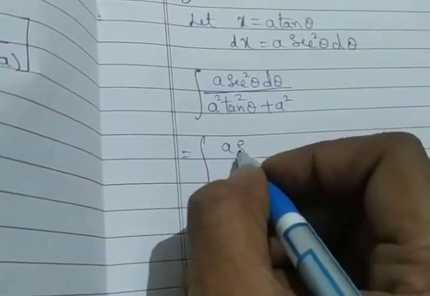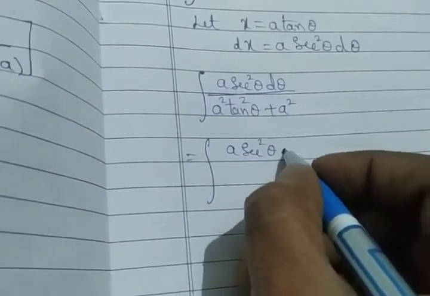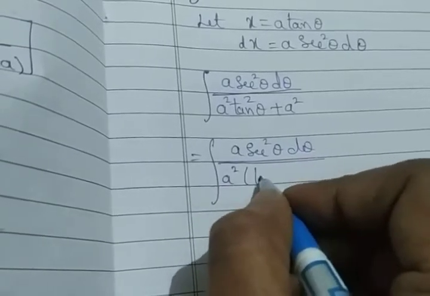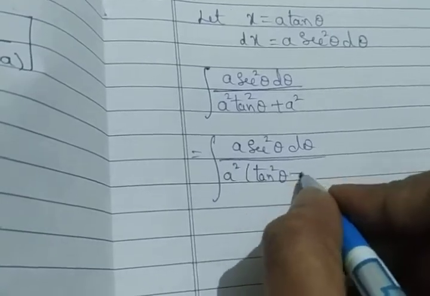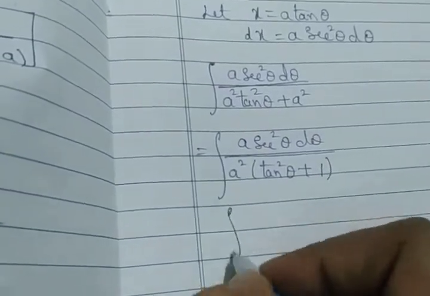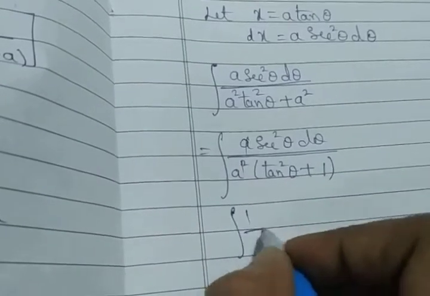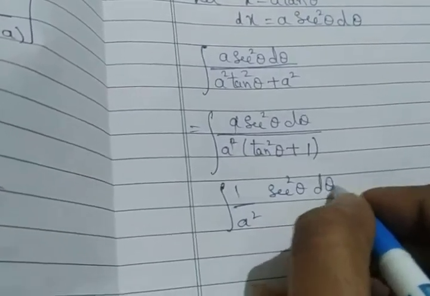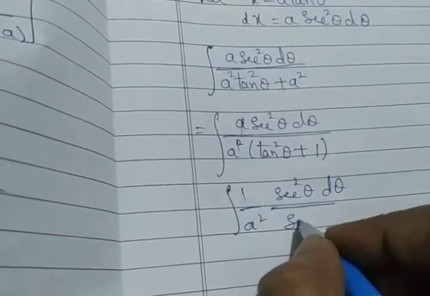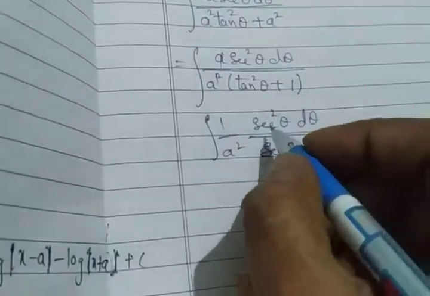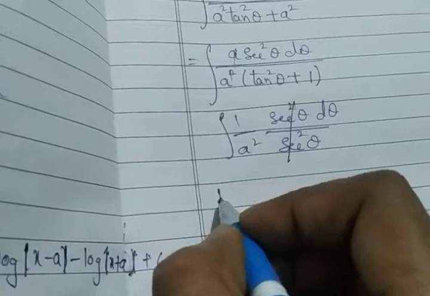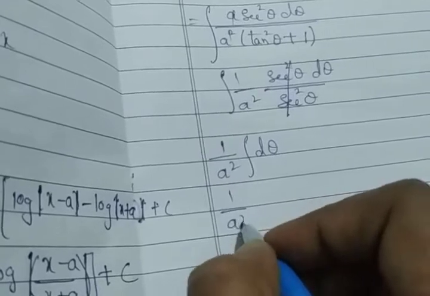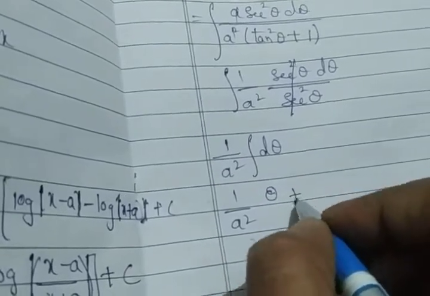Integral of a secant square theta d theta divided by, take out a square common, tan square theta plus 1. Integral of a gets cancelled, a square secant square theta d theta, 1 plus tan square can be written as what? Secant square theta. Secant square gets cancelled, 1 by a square into d theta. 1 by a square d theta integral is theta plus c.